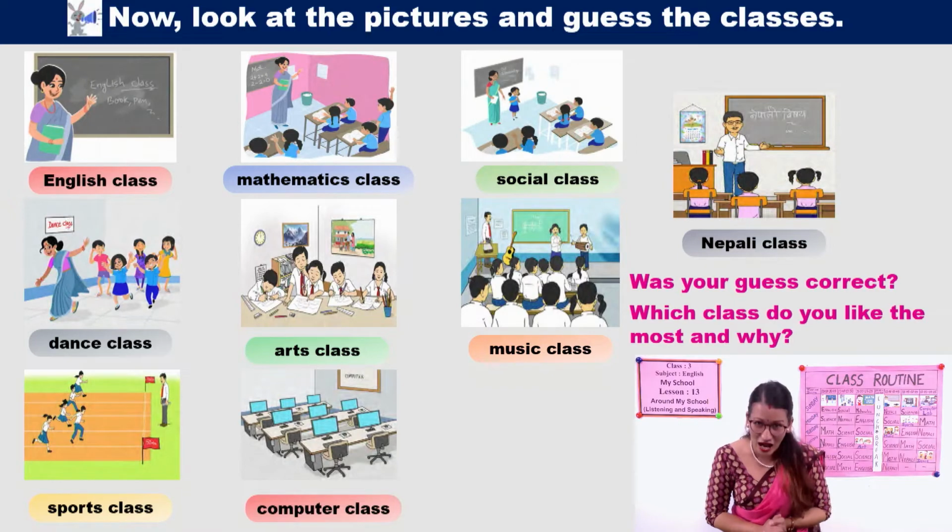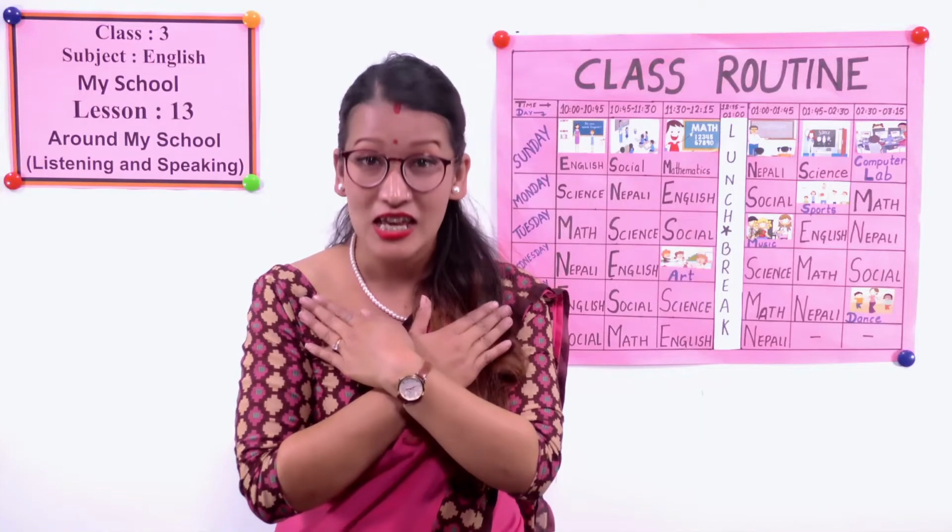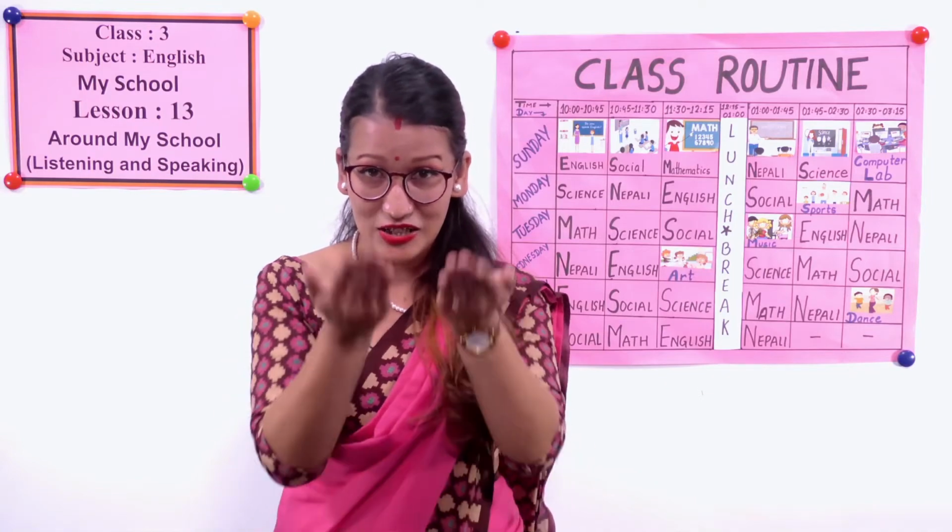Now, can you tell me which class you like the most? Oh, you have our surroundings. Okay. Your favorite is? My favorite class is mathematics class. What is your favorite class? Say, my favorite class is Nepali class. You can say English class. Say whichever you like in the sentence. My favorite class is mathematics class. Your turn.